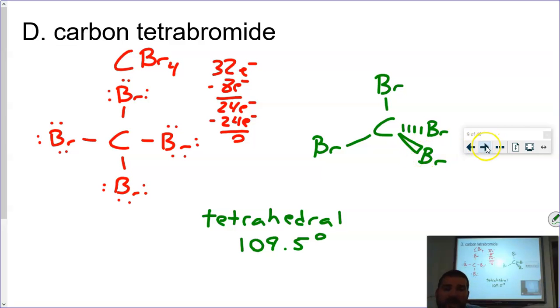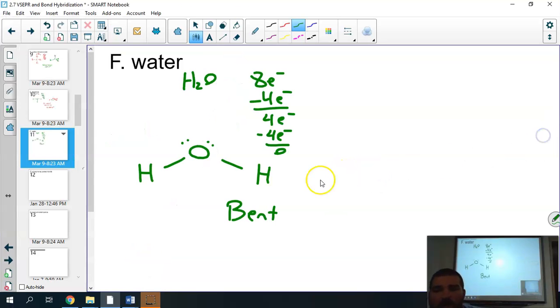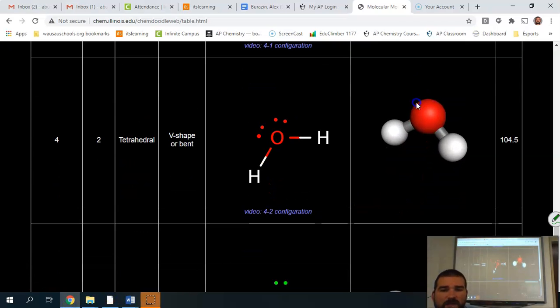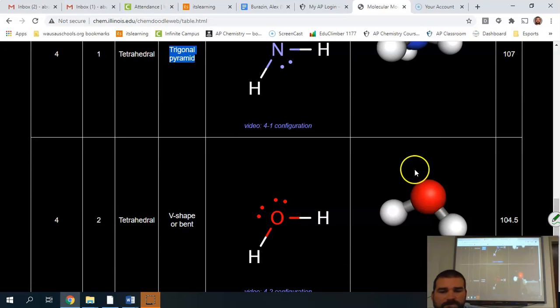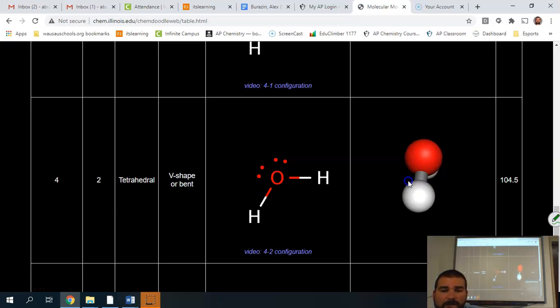Okay? And essentially, I'll go to the website now, we end up with a bent molecule. So here's my bent molecule. Okay, there's the water. Now, this is planar, I'm sorry. But what they don't show you is where these lone pairs are.